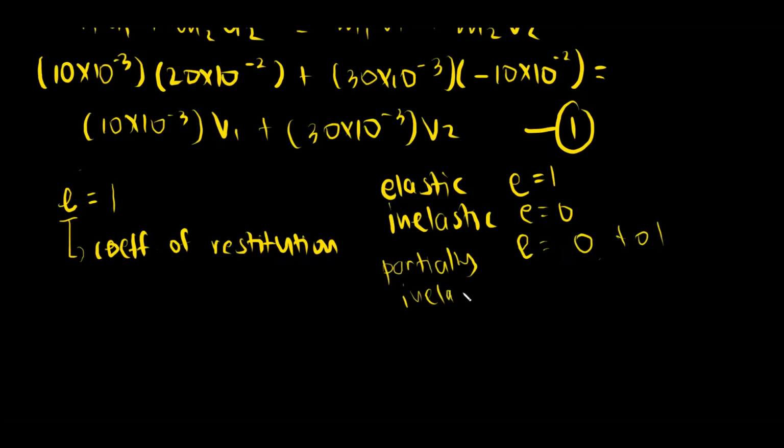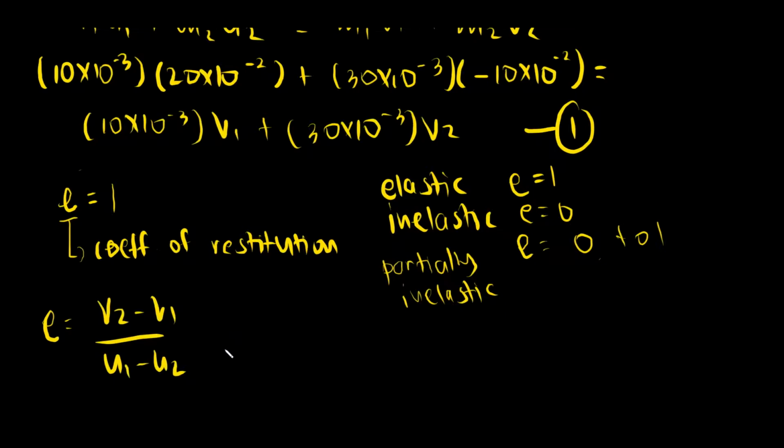What is partially inelastic? Partially inelastic is when two objects collide, but after the collision they stick for a while, but eventually they separate. So that is partially inelastic. They stick for a while, then separate. Okay, so for the letter E, or coefficient of restitution, you have a formula for that. That is E is equal to V2 minus V1 over U1 minus U2.